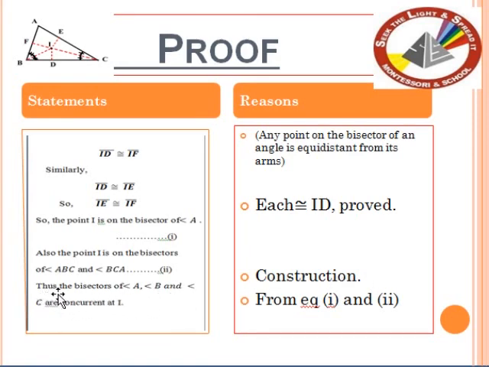And at the end we will say that thus the bisectors of angle A, angle B and angle C are concurrent at I. From this, in the reason we will write that we came to know this from equation 1 and equation 2.